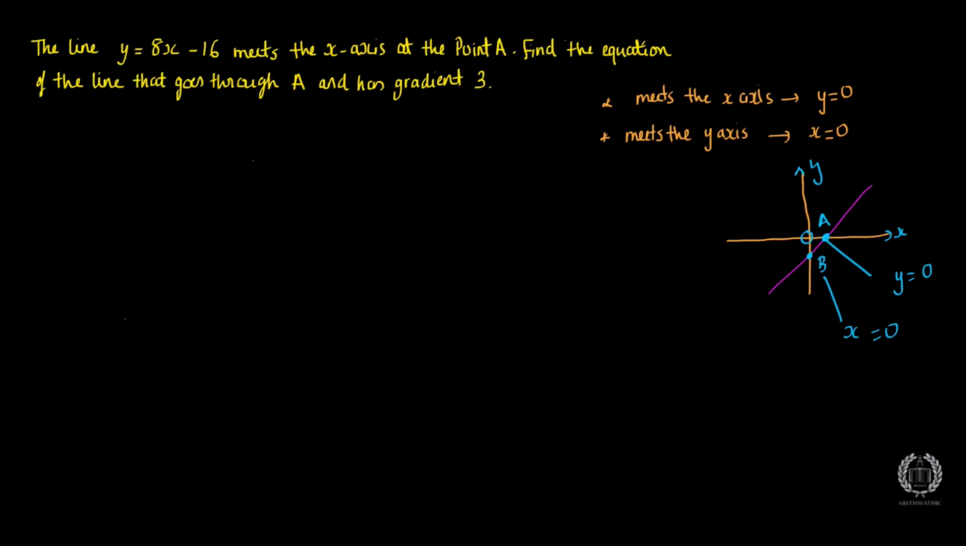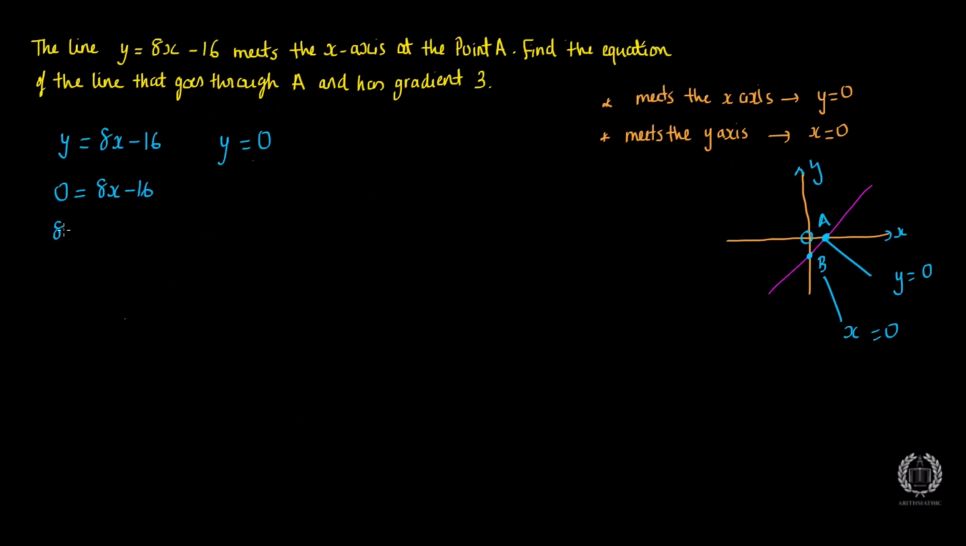Now, using what we just did, we're going to try and tackle this question. I'm going to write the equation of the line: y equals 8x minus 16, and they're saying that this is meeting the x-axis. What does that mean? Meeting the x-axis, y is 0. So I'm going to say y equals 0. That means I'm going to substitute y equals 0 in this equation to find my x. If I put y equals 0 here, I have 0 equals 8x minus 16.